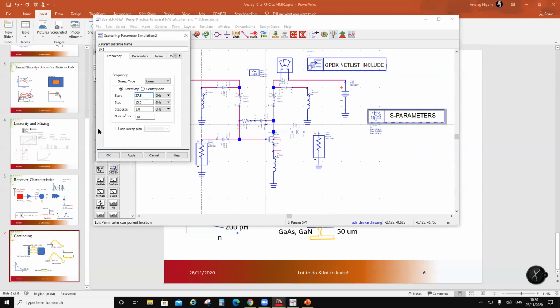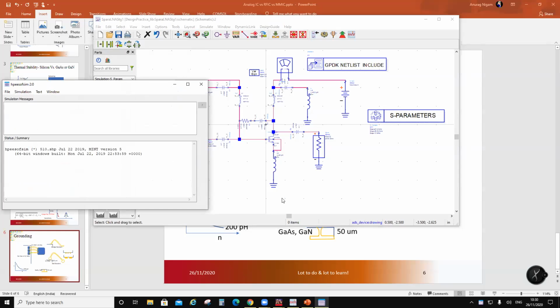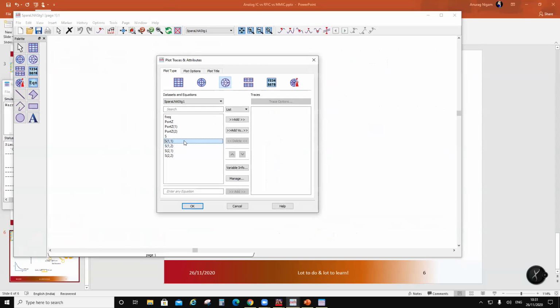Let's say my band is going to be 27.5, which is the American band, to 28.35. It's not a very large band. And this band is for 5G in America. Let's make this 10 megahertz. Having done that, I can just simulate this. Don't worry about N sub. That's a modeling issue. S11, S22.